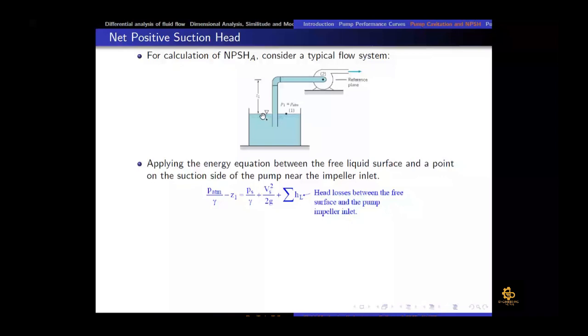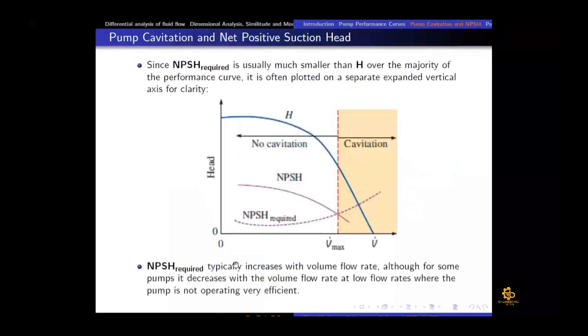In order to have pump operation without cavitation, we need to make sure that net positive suction head available is always greater than net positive suction head required. Here, for instance, in this diagram, the net positive suction head available decreases, while the net positive suction head required increases with the volume flow rate. If we increase the volume flow rate to a sufficiently large value, there is a point after which the net positive suction head required becomes greater than the net positive suction head available.